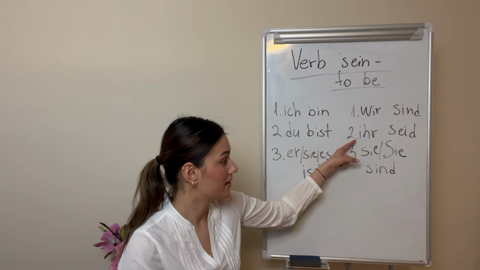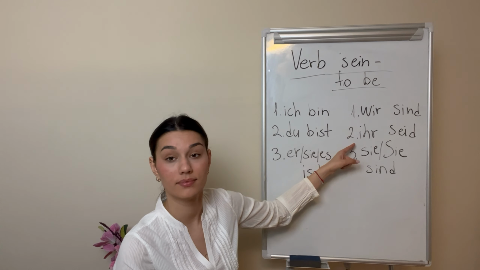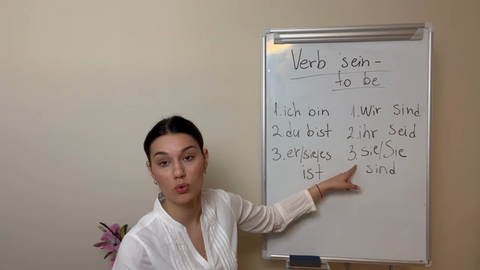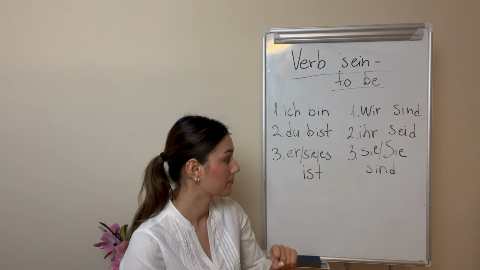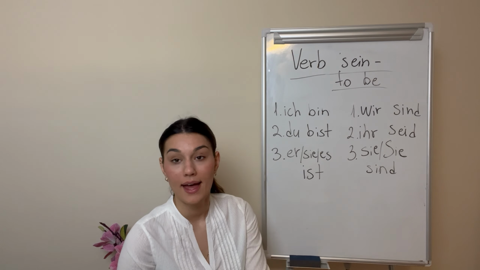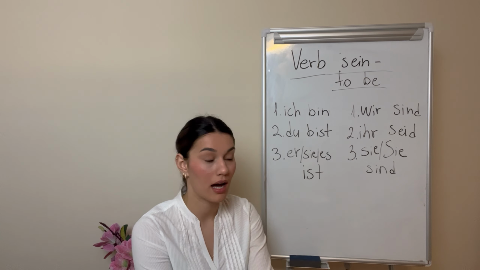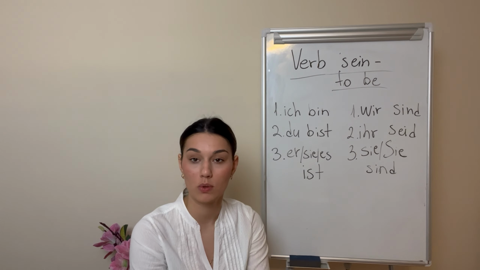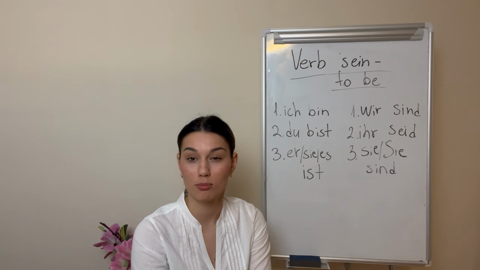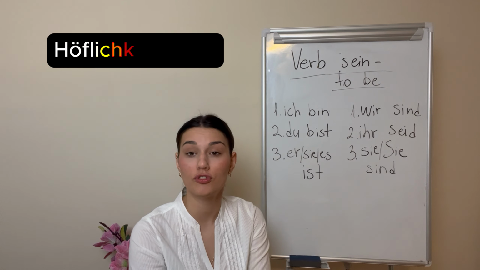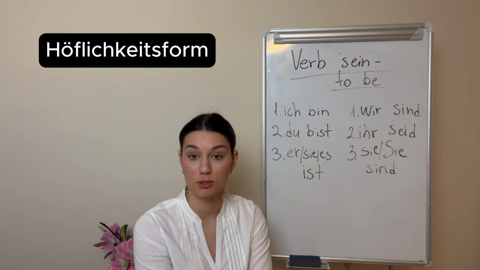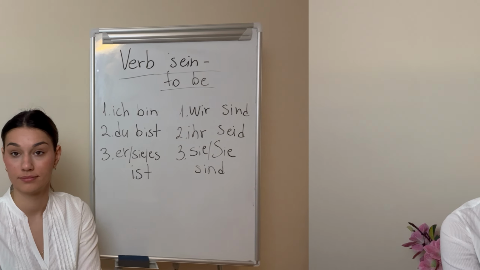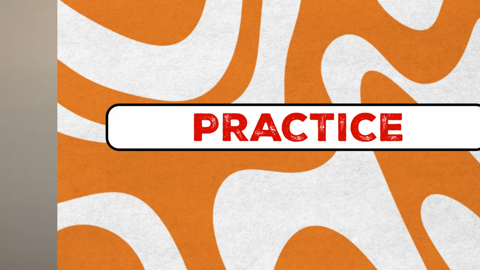That's right. Ihr seid. You are. Sie sind. They or you, formal form, are. Okay? And once again, can you tell me how do we call this form? Formal form, yes, in English, but how do you call it in German? Do you remember that? Höflichkeitsform. Repeat after me. Höflichkeitsform.